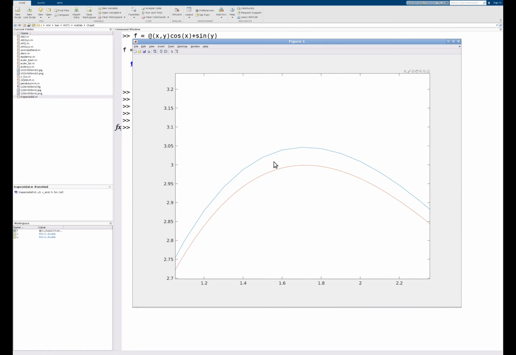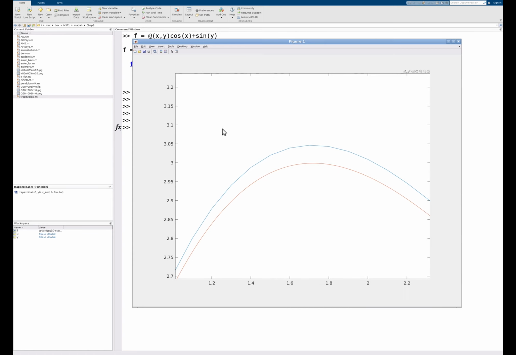Let's zoom in. Right, so the original one was the blue one. Or I should say, the one with h equal to 0.1 was the blue one. The one with h equal to 0.01 is the orange one here. The orange one is the more accurate one.